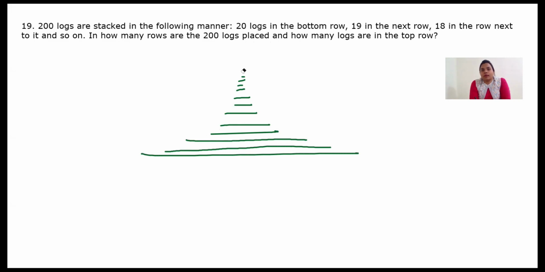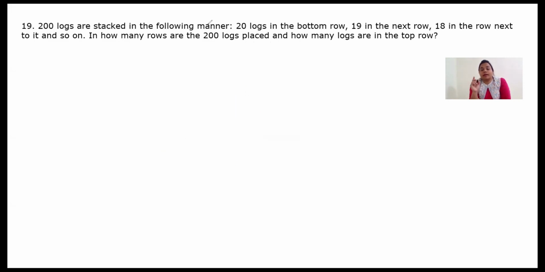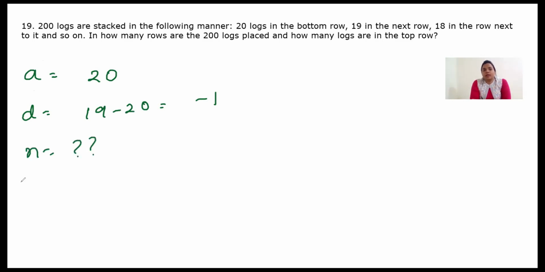So in this question, what we have to find? First we have to find n, meaning how many rows are there, and we have to find the last term, because how many logs are there in the top row means the last term. So A is 20, then D will be 19 in the next row. So 19 minus 20, that is minus 1. D is minus 1, and Sn is given as 200. Very easy, we can find it.